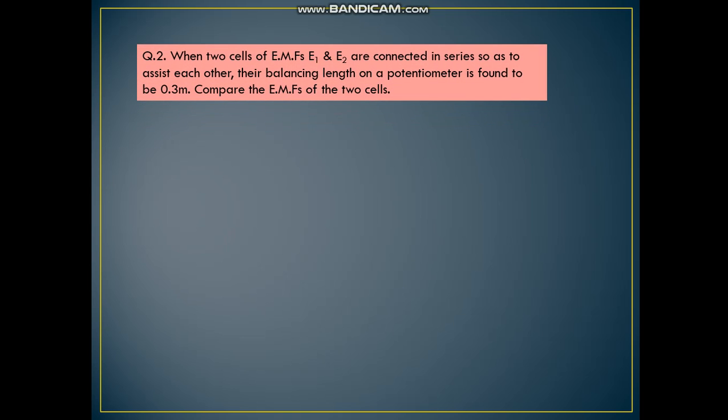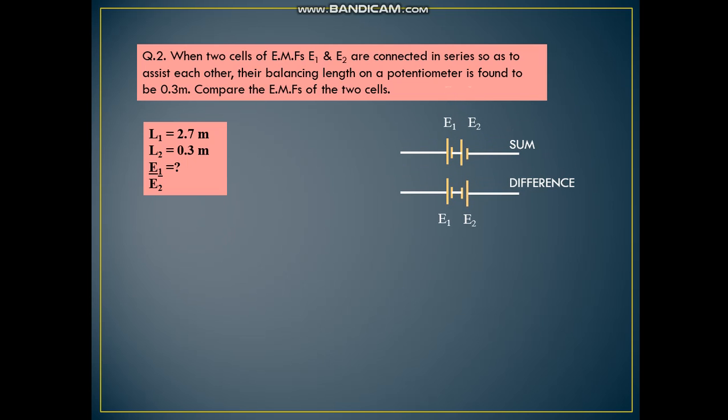When two cells of EMFs, E1 and E2, are connected in series so as to assist each other, their balancing length on a potentiometer is found to be 2.7 meters. When they oppose each other, it is found to be 0.3 meter. Compare the EMFs of the two cells. So we have got L1, the balancing length, as 2.7 meters when the cells assist each other, and when they oppose each other, we have L2 is equal to 0.3 meters. We will find E1 upon E2.